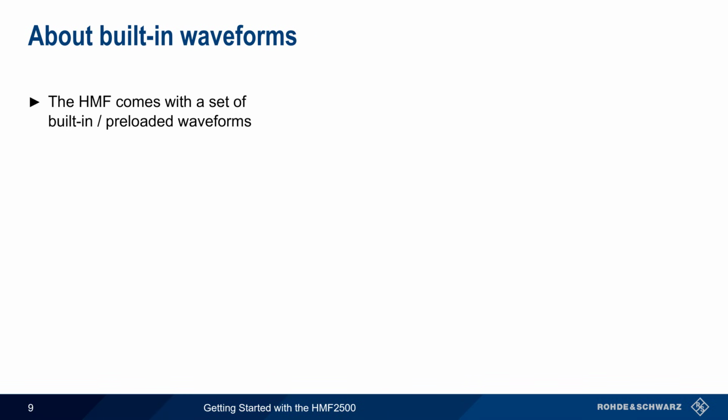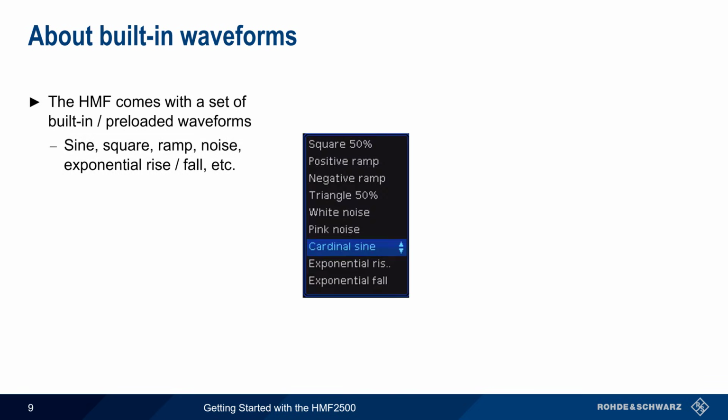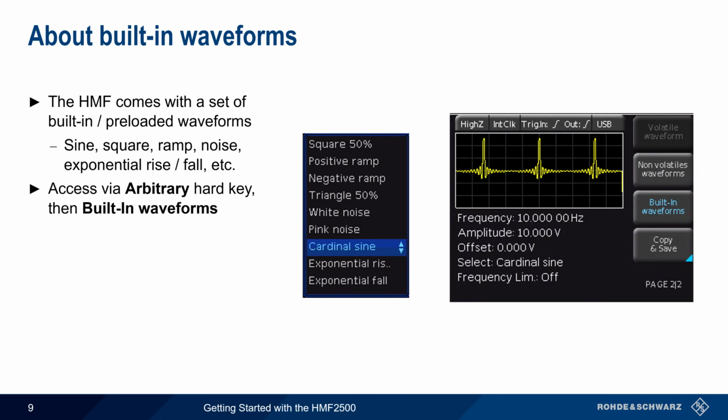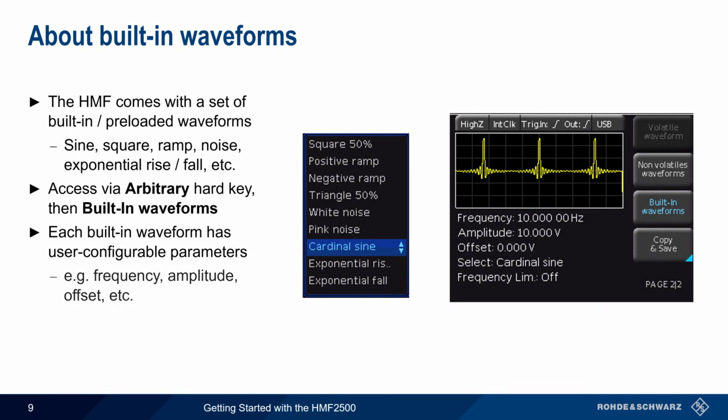The HMF also comes with a set of built-in or preloaded arbitrary waveforms, including sine, square, positive and negative ramps, exponential rise and fall, etc. These are accessed by selecting arbitrary as the waveform type and then pressing the built-in waveform soft key. These built-in waveforms all have user-configurable parameters, for example, frequency, amplitude, offset, etc. In addition to being used as is, these built-in waveforms can also be used as modulation sources, a topic we'll come back to later in this presentation.